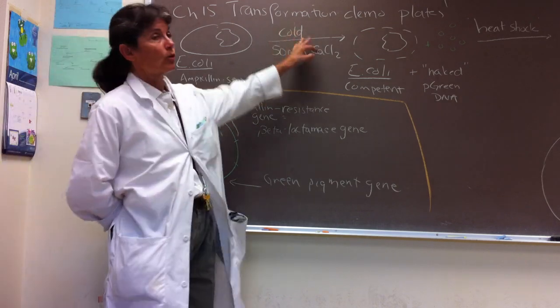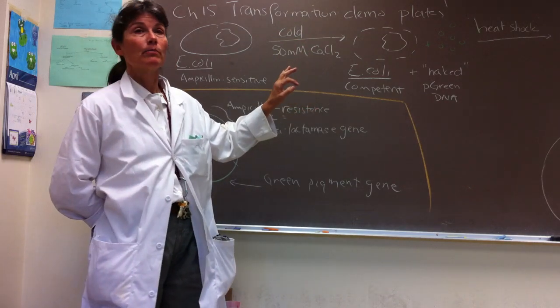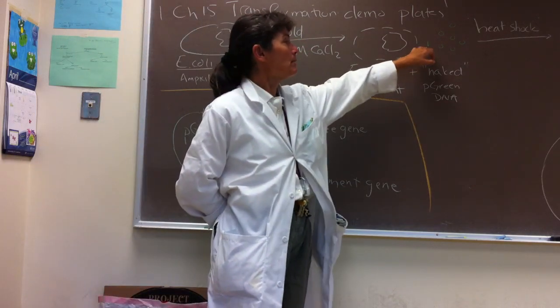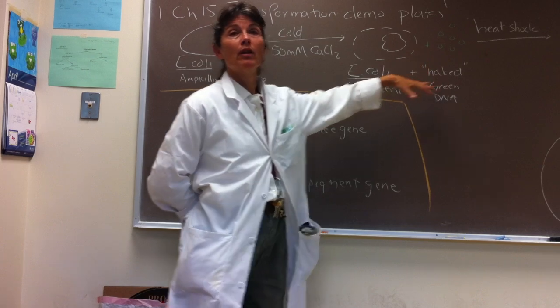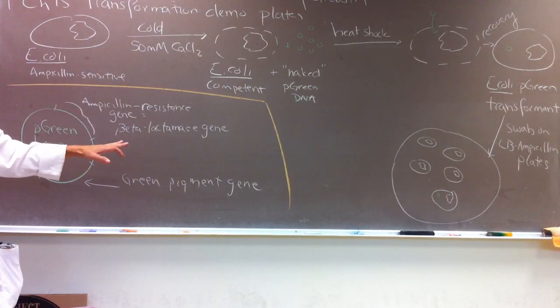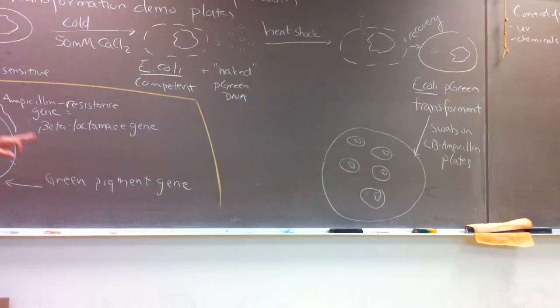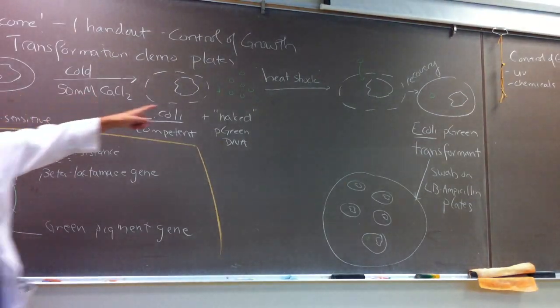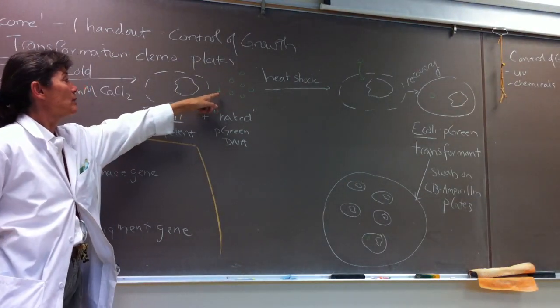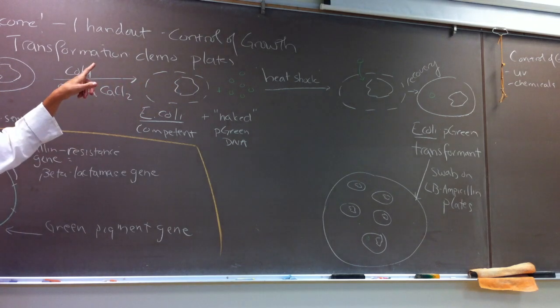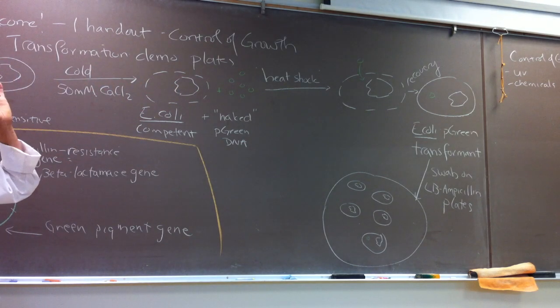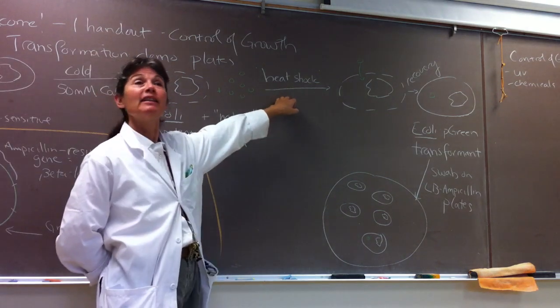So, as we said, the cold calcium chloride made the E. coli competent. Professor Holland mixed the competent E. coli with our prepared naked pGreen plasmid DNA. So the next question is, how did she get the pGreen plasmid into the E. coli? How did she actually transform the E. coli? Heat shock. Heat shock, right?